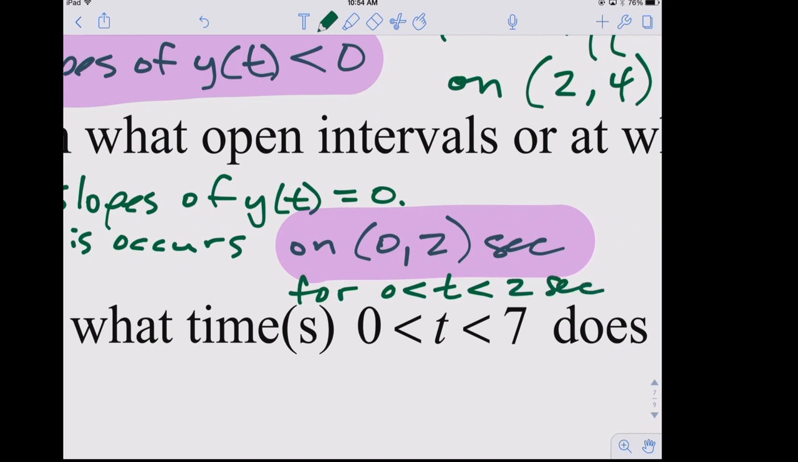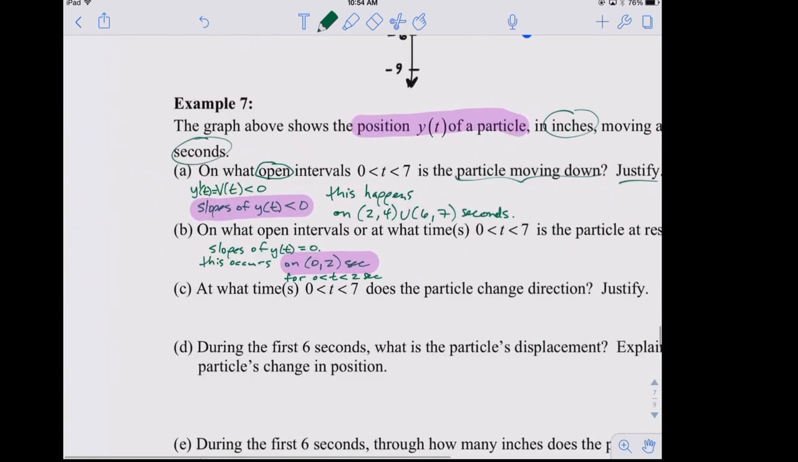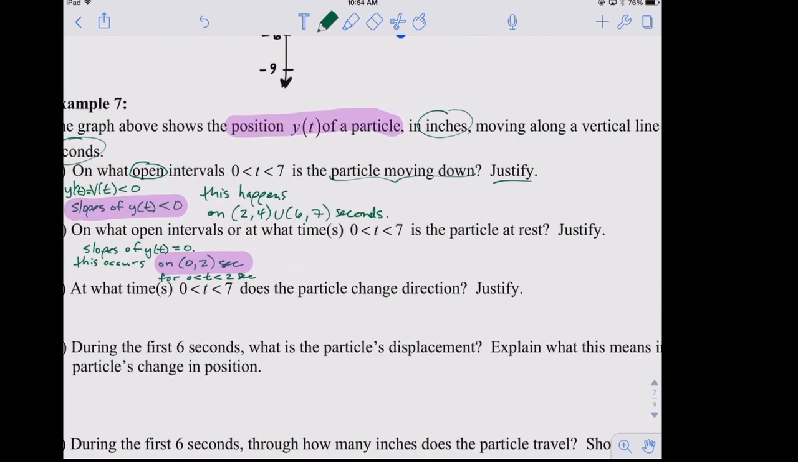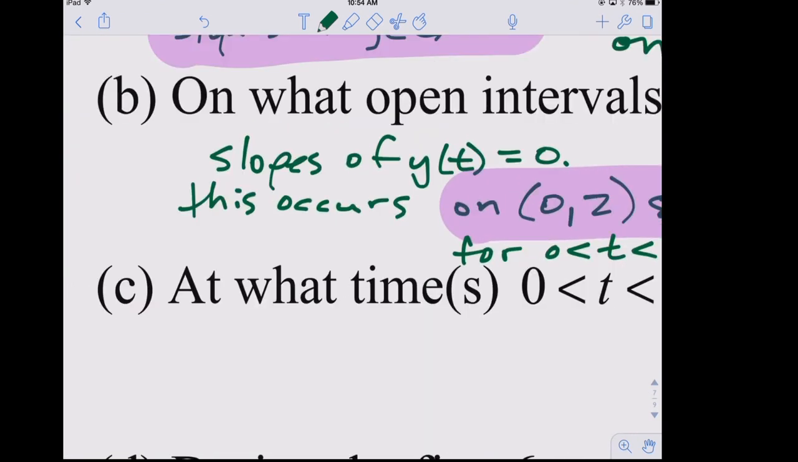Interval notation is pretty nice. So again, we justified already. The justification was this piece right here: slopes of y of t are equal to 0. Again, that relates specifically to the graph of what they gave you.